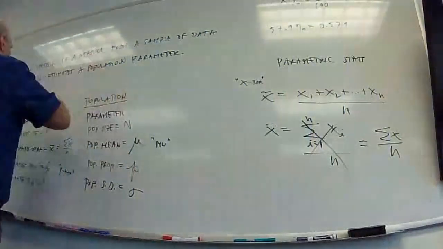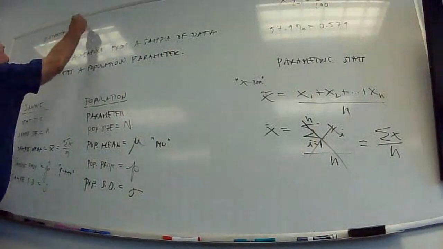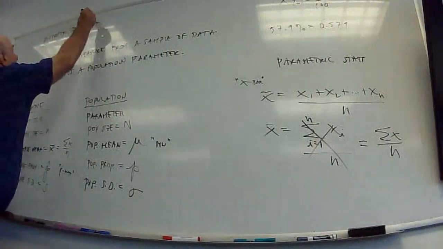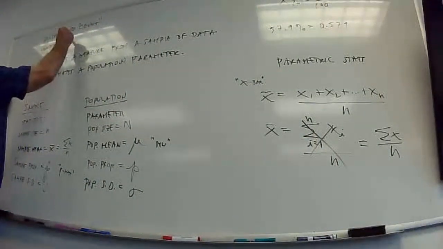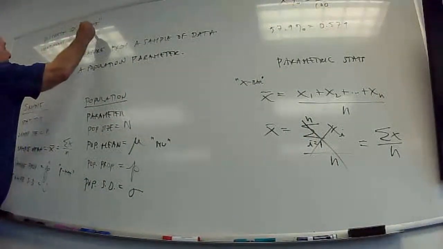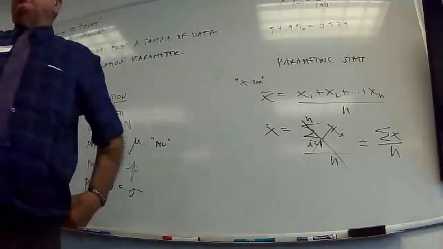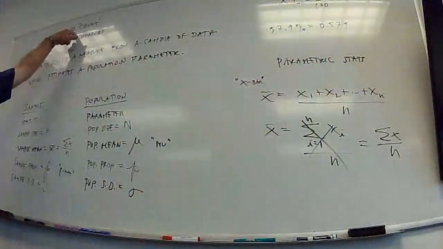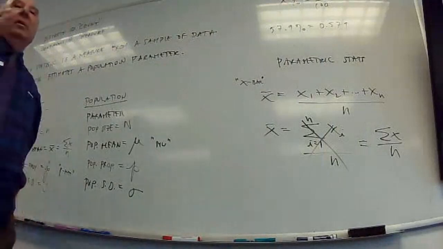Okay, now discrete and continuous. The two different ways to measure. So discrete, think of the word count. Continuous, think of the word measure. Like you're actually measuring time, height, weight. Money would be discrete because you're counting money. You count money, so it's discrete. Right?